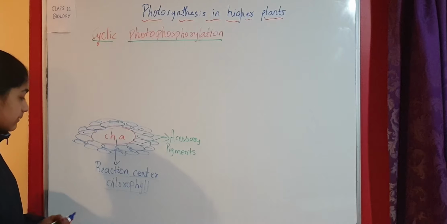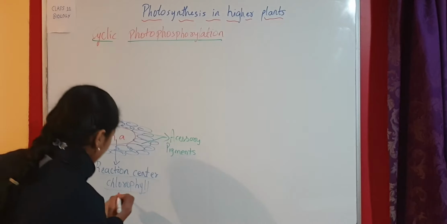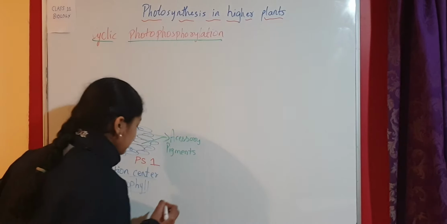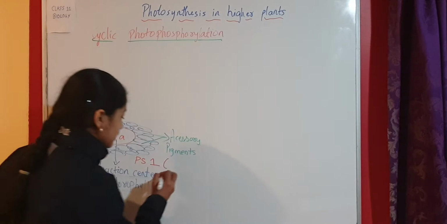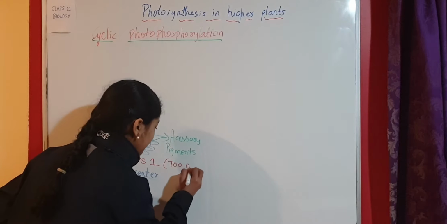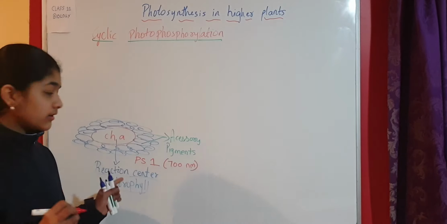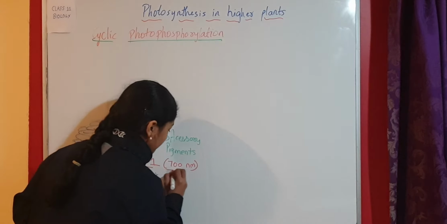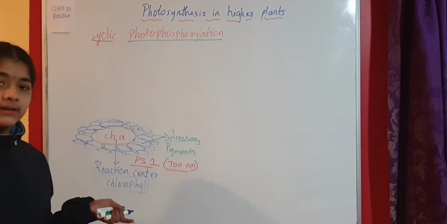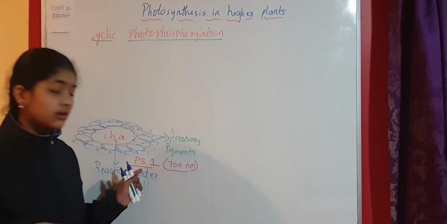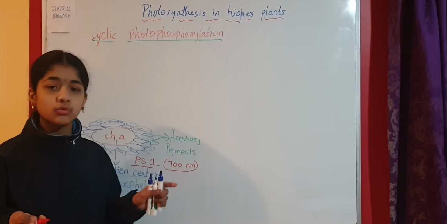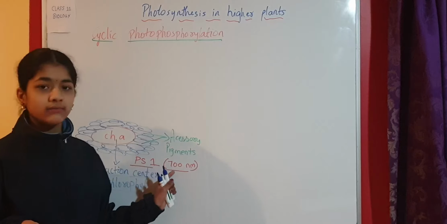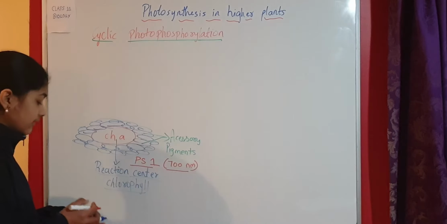So here if you label the main thing, photosystem 1, this starts with PS1, and we know that PS1 absorbs 700 nanometer. So photosystem 1 absorbs 700 nanometer. This is the most important thing. That is the only difference, because in non-cyclic photophosphorylation, the whole process starts with PS2, which is photosystem 2. Here in the cyclic pathway, it starts with PS1, which absorbs 700 nanometer wavelengths.